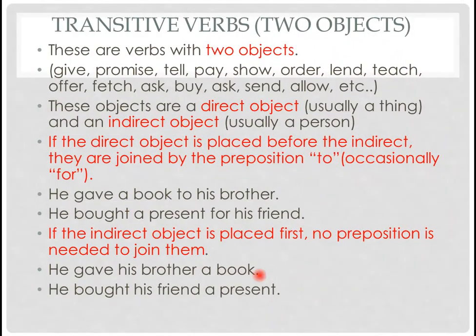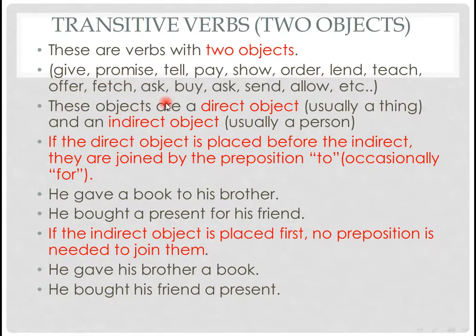We move to another issue in passive voice. We are dealing with transitive verbs that take one object, but sometimes these transitive verbs take two objects. So those verbs that take two objects, we have a list of them. In addition, there are at least 40 verbs that take more than one object. We have give, promise, tell, pay, show, order, and teach, etc.